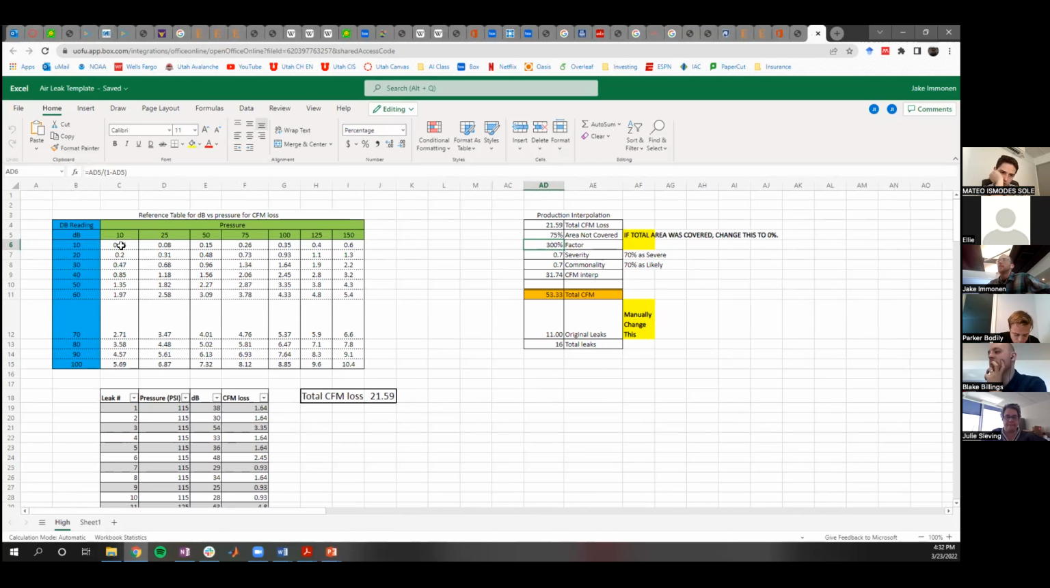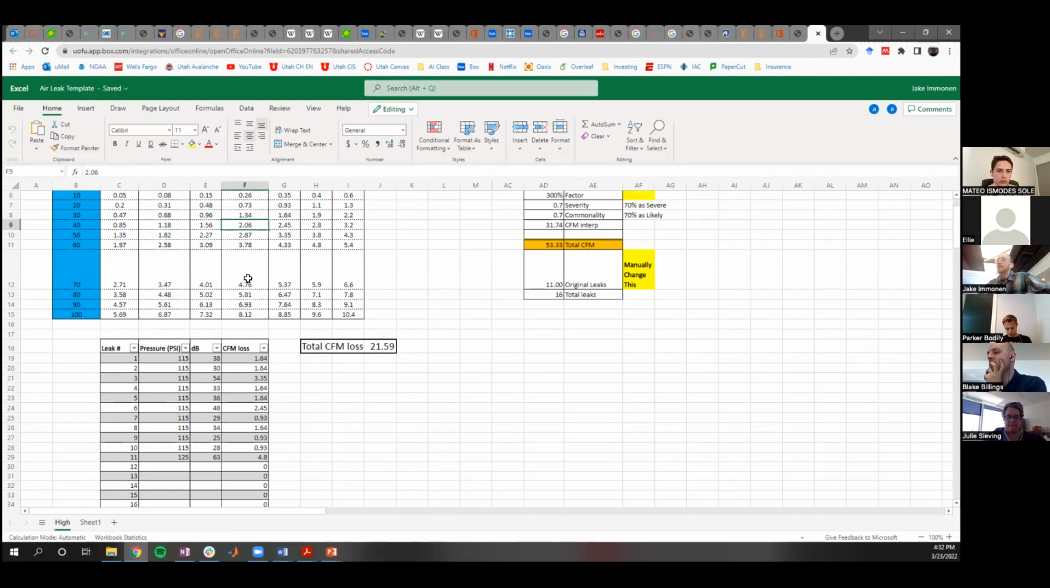So this is the leak loss template. Ultimately, it will just interpolate a decibel reading from our leak detector and then a pressure, and then it'll calculate a CFM loss for us. So all these are at 115 PSI, and then these are our different leaks from our app, or if you didn't use the app, just where you wrote them down. And from that, we can get our total CFM loss from our leaks.